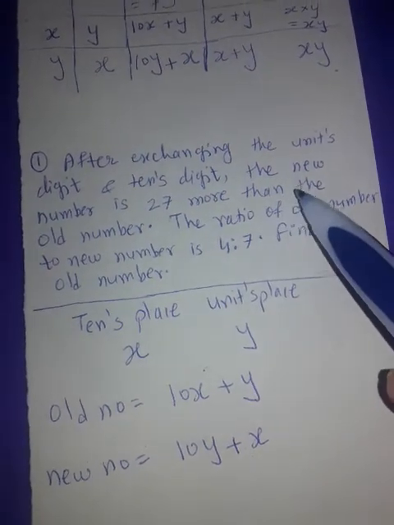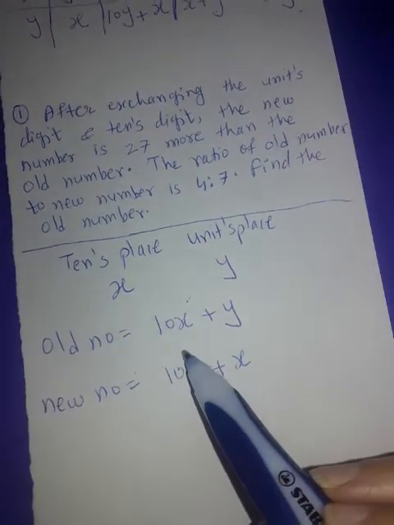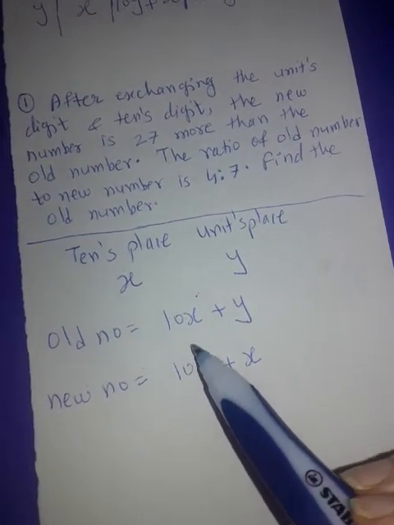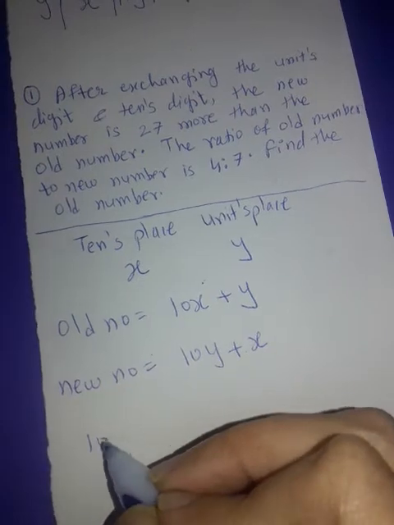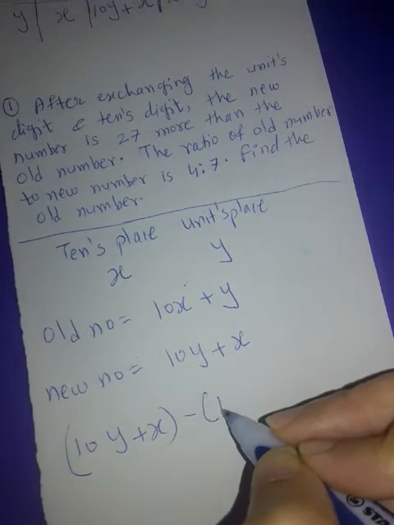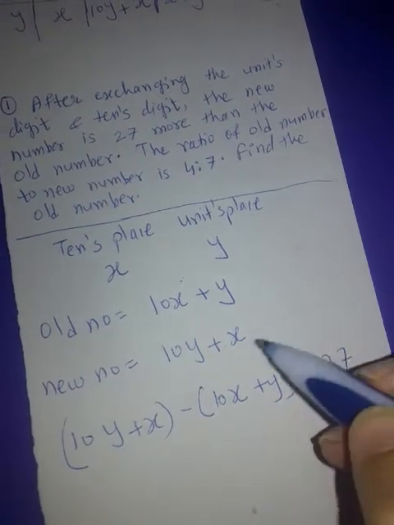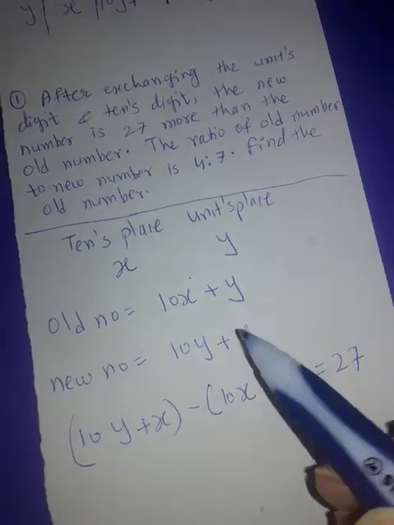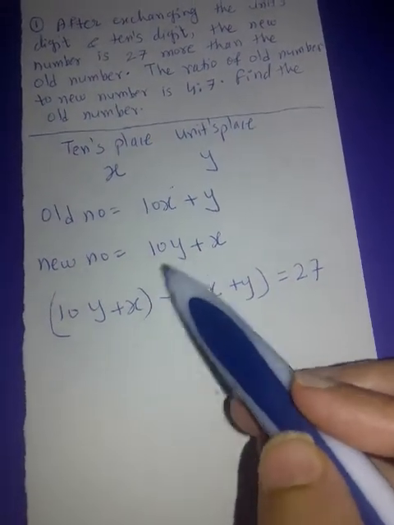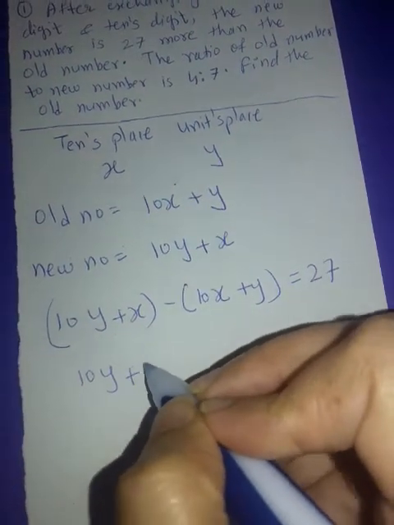Now they are saying the new number is 27 more than the old number. That means the difference of new number and old number is 27. Isn't it? This is 27 more. So when I subtract the old number from the new number, I'll get 27. I subtracted the old number from the new number. Carry out this subtraction in your notebook.